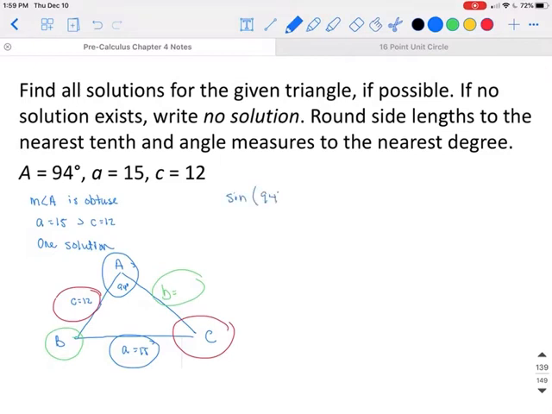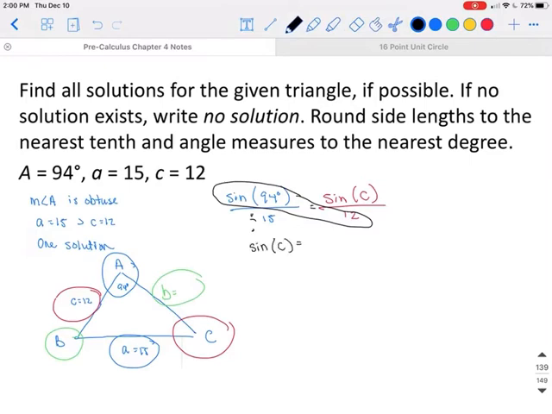We're going to start with the sine of 94 for angle A goes with 15 or side A. And we know that the sine of angle C, which in this case we don't know, goes with side C, which has a length of 12. We're still going to start by cross multiplying and dividing to get the variable by itself. But in this case, we're still going to have that the sine of angle C is equal to something. We're not going to be completely done after this step. And we're going to see that this is equal to 0.798.